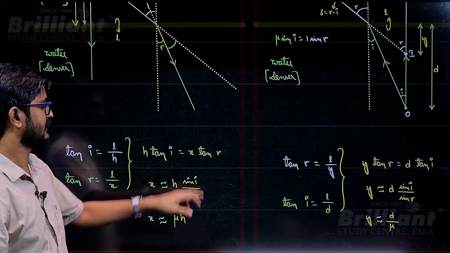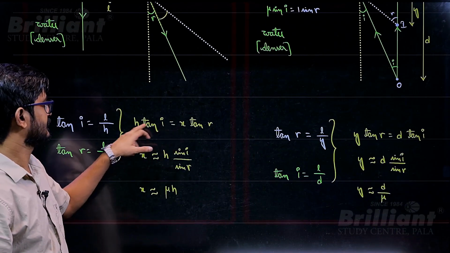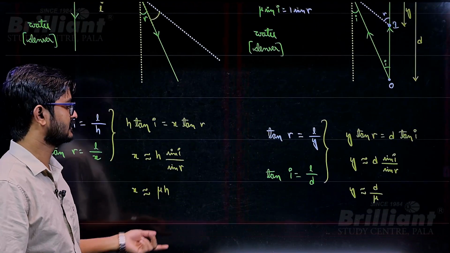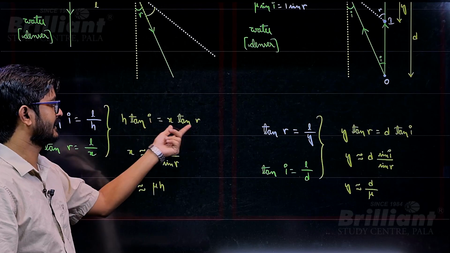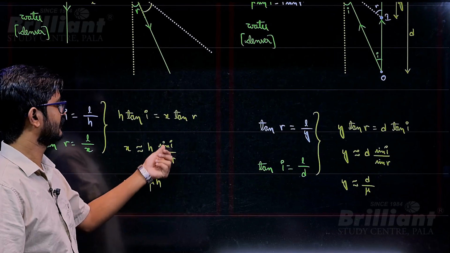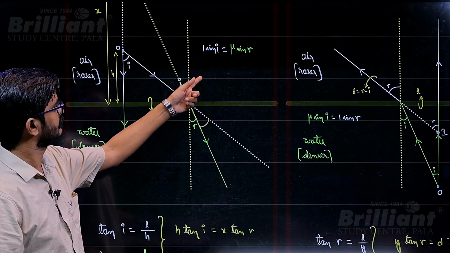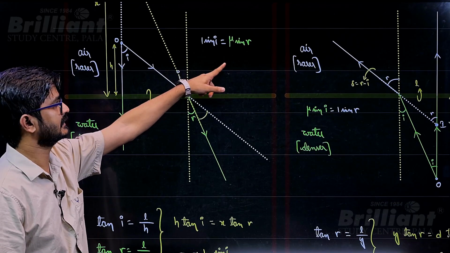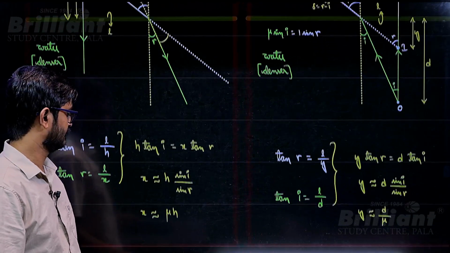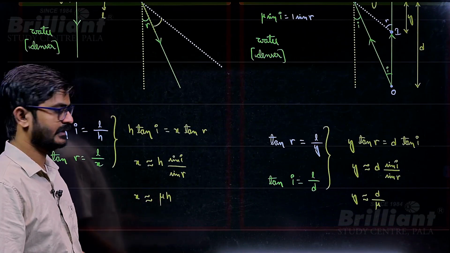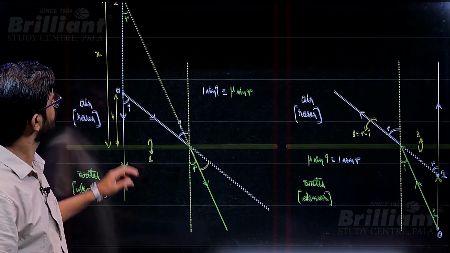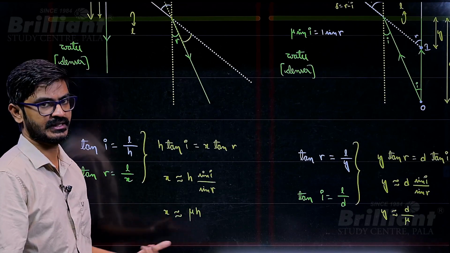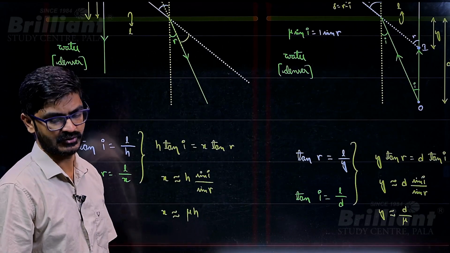So h tan I equals x tan R. From there I will be getting x equals h tan I by tan R. But for small angles, tan theta will be almost the same as sin theta. So I will be writing tan I by tan R as sin I by sin R. Now what is sin I by sin R? 1 sin I equals mu sin R, Snell's law, right? So what is sin I by sin R? It is mu. So mu into h. That must make sense because we understood it is more than h, and we are multiplying h with more than 1, right? Mu value will be more than 1.